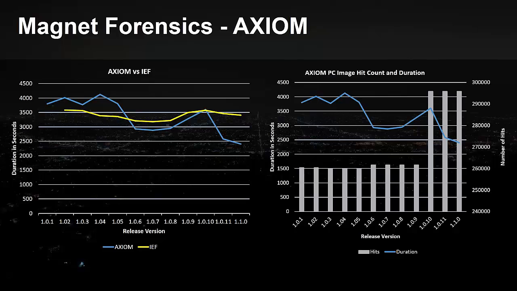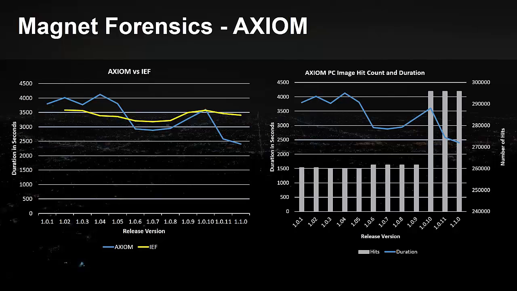And again, it wasn't one silver bullet that allowed us to improve the performance of AXIOM, but we steadily worked on it over the course of this year. I've got some graphs up here on the screen. The one on the left is AXIOM versus IEF, and the background of this is we have about 50 test images that we run on every software build to test how fast these images run and how many hits we get out.